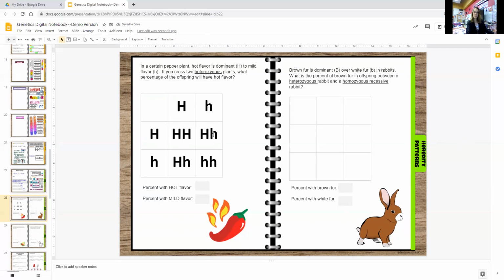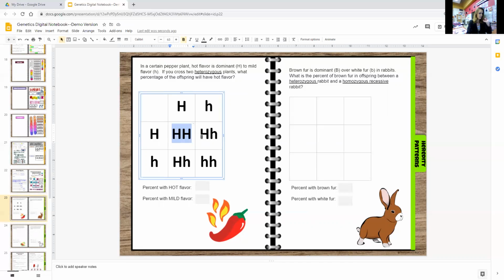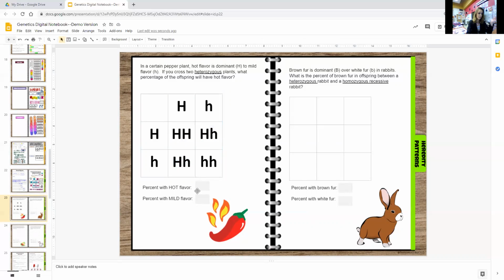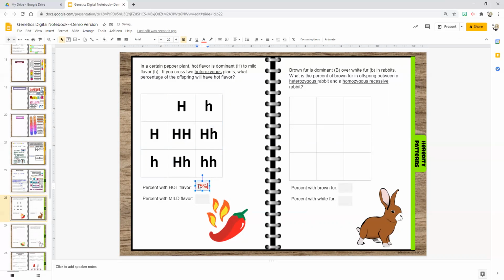So this one wants to know what percent of the offspring would have hot flavor. So remember that hot flavor is dominant over mild flavor, which would be recessive. So any of these boxes that have at least one dominant allele are going to be hot. So I have 1, 2, 3 with hot flavor. So 3 out of 4 gives me 75%.